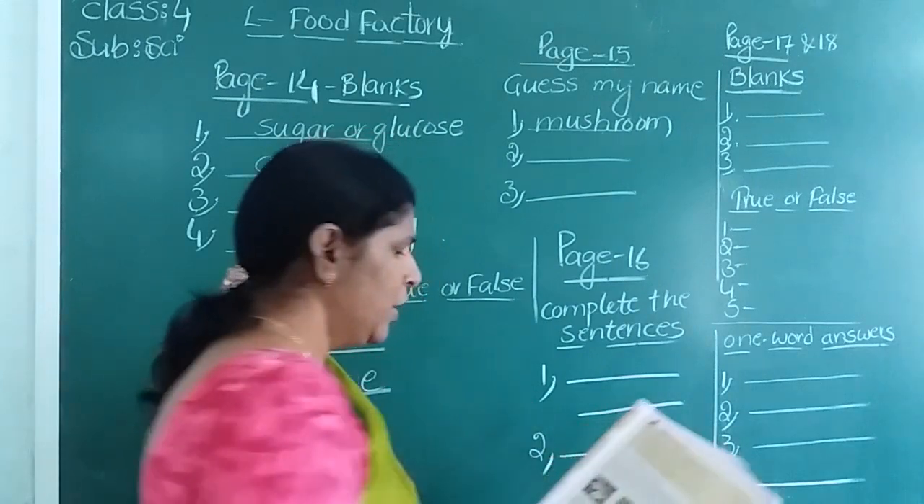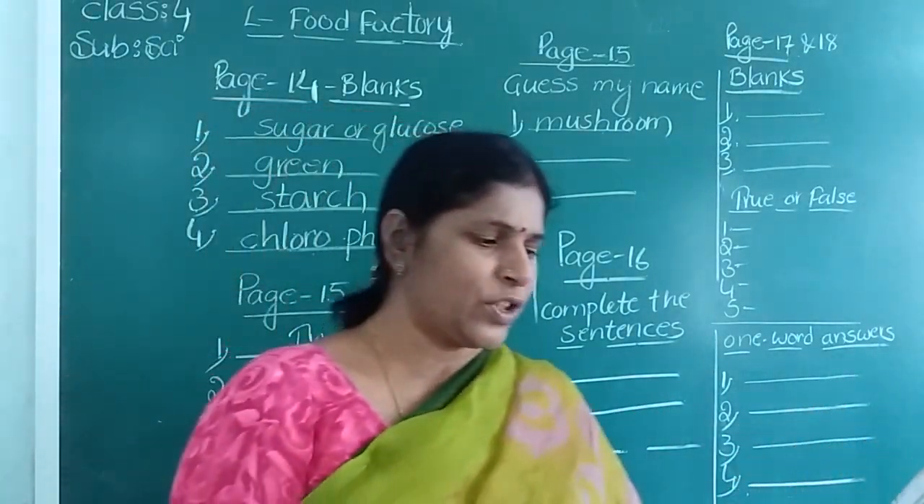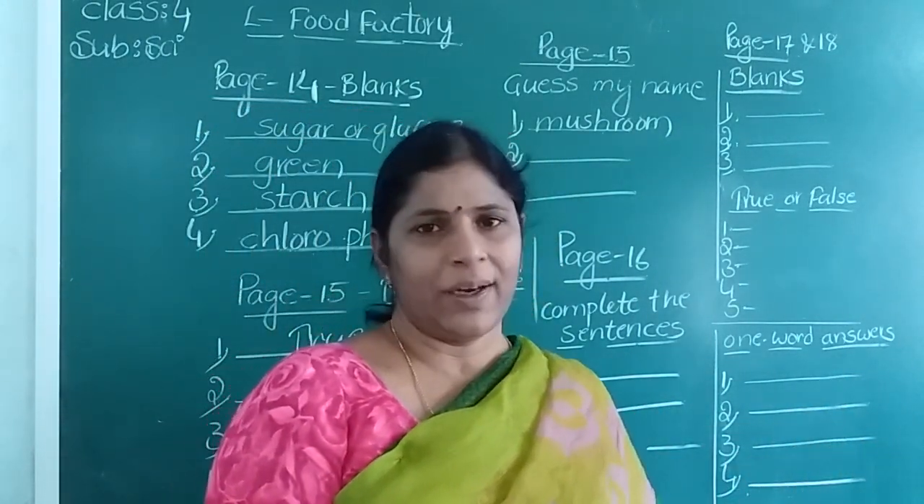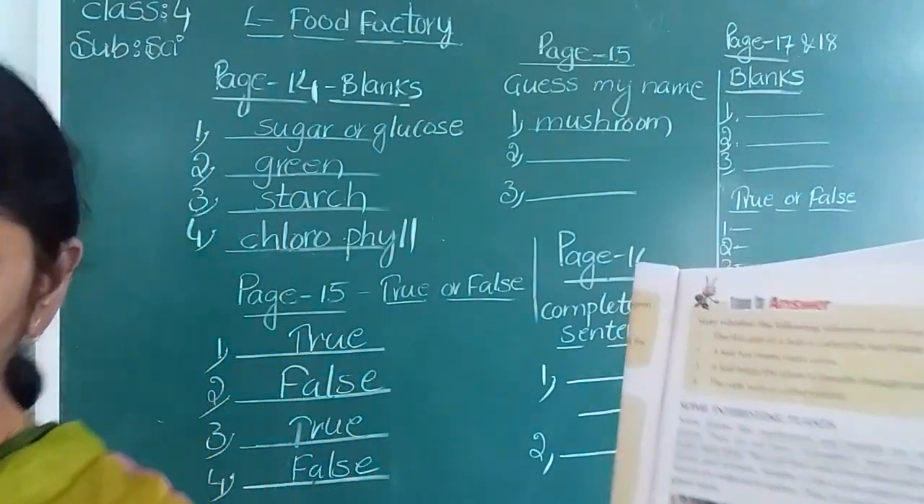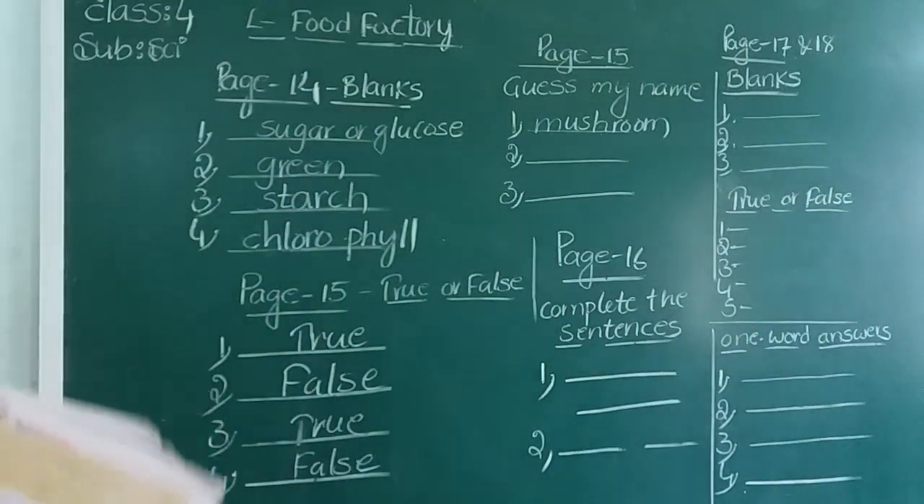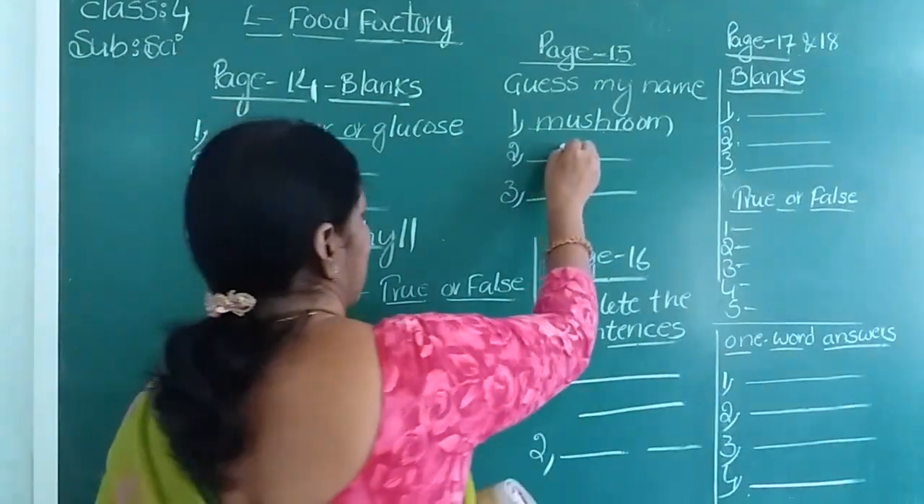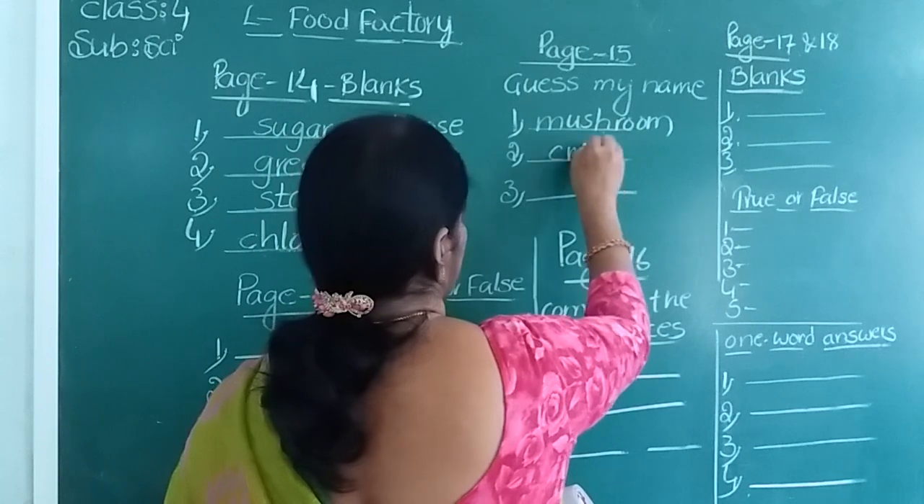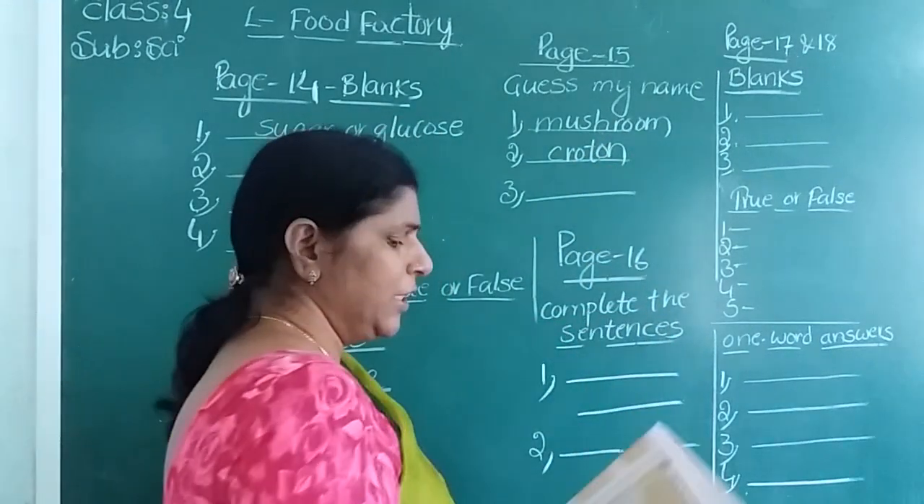M-U-S-H-R-O-O-M, mushroom. Okay, next question. The color of my leaves is dark red. Some crotons have colored leaves. So what is the answer? Croton. Croton plants have colored leaves.